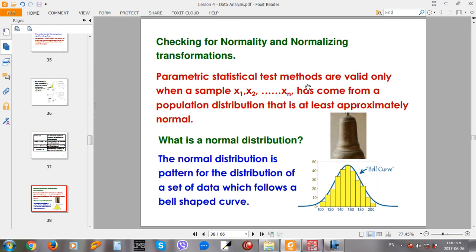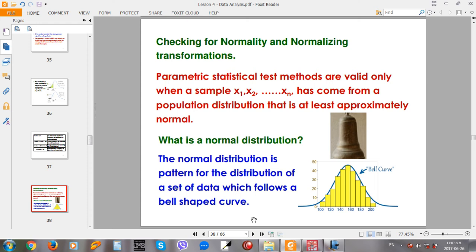Parametric statistical test methods are valid only when a sample x1, x2 to xn has come from a population distribution that is at least approximately normal. So it should be normally distributed data. You know that normally distributed data is bell shaped. This is a bell curve, right? The normal distribution is the pattern of a data set which follows the bell-shaped curve. I am not going to explain the normal distribution, because you know it well.